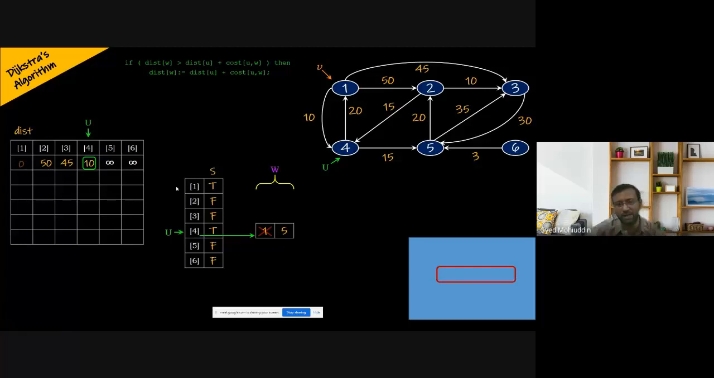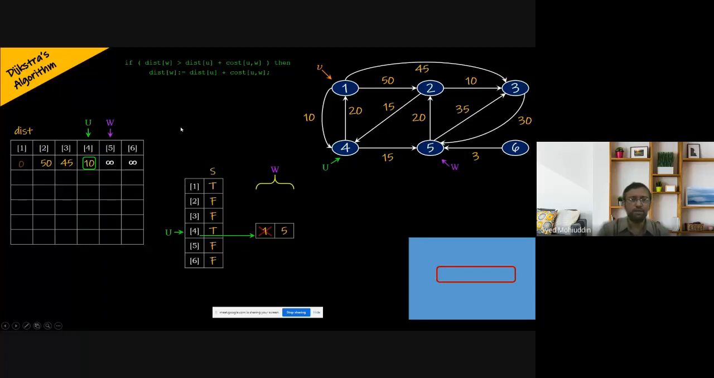The algorithm selects the vertex which has the least distance. So that is why we are selecting vertex 4. From 4 to 1, we have an edge, but we don't calculate distance for 1, so we don't consider this. And we have another edge from 4 to 5. Now remember, the vertex at the other end of the edge from U is known as W. So we have vertex W pointing to vertex 5.